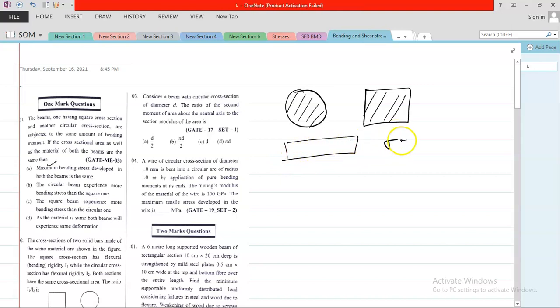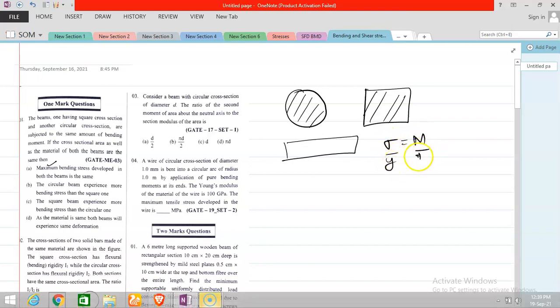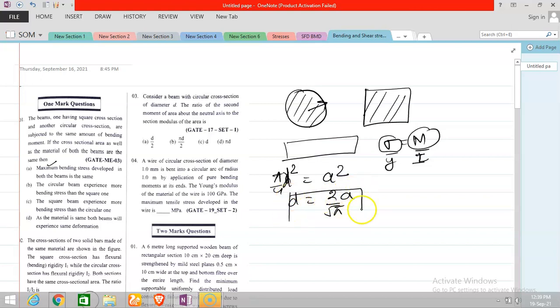So what is the meaning of that? Sigma by Y is equal to M by I. You have the same M, you have the same material. So you need to find what is the value of bending stress in both the cases and their ratio. Okay, so let's talk about the area, because it is given their area is the same. So what is the meaning? Area of the circle is pi r square or pi by 4 d square, that is equal to area of square, that is a square. So you can just easily obtain d equals 2 by root of pi into a. One relation you can obtain from here.